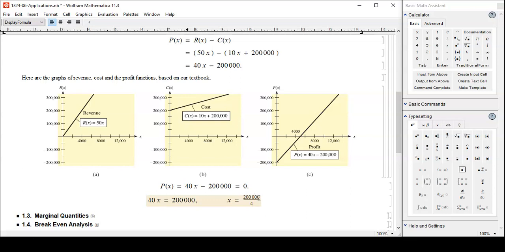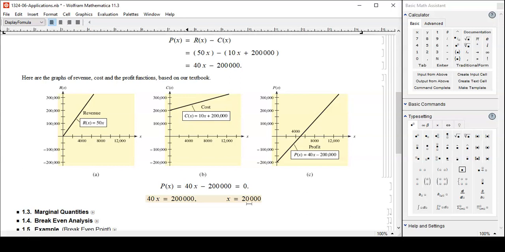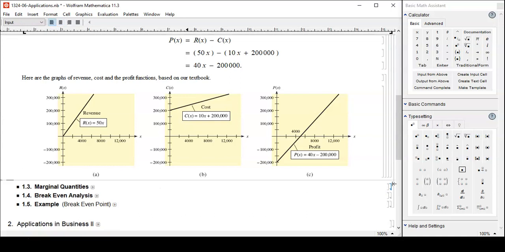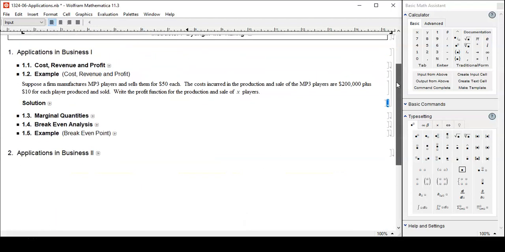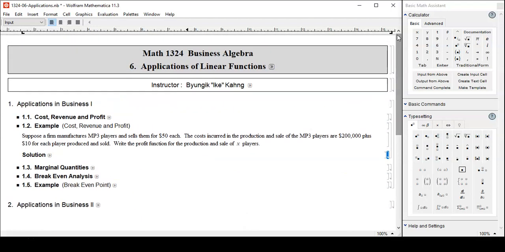So 200,000, so 20,000 divided by 4. So what is it? It's 5,000. So yeah, 4,000 is here, so 5,000. At 5,000, I'm going to break even. Profit is 0. So in order to be profitable, I have to sell at least 5,000 items. MP3 players here. So we went through a modeling, and then we went through an equation problem as well.